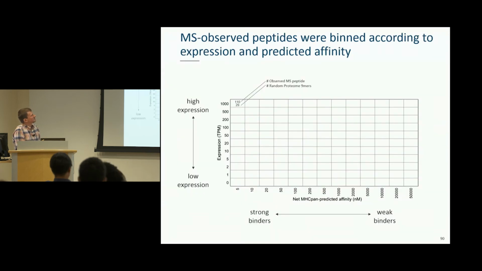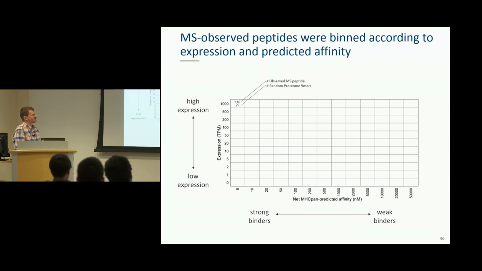So what we did is we drew a grid, and that grid was according to expression level and predicted affinity according to that NetMHCpan predictor. And we binned all our observed mass spec peptides and counted how many fit in each bin. We also took a very large number of random 9mers from the proteome, and we binned those as well.